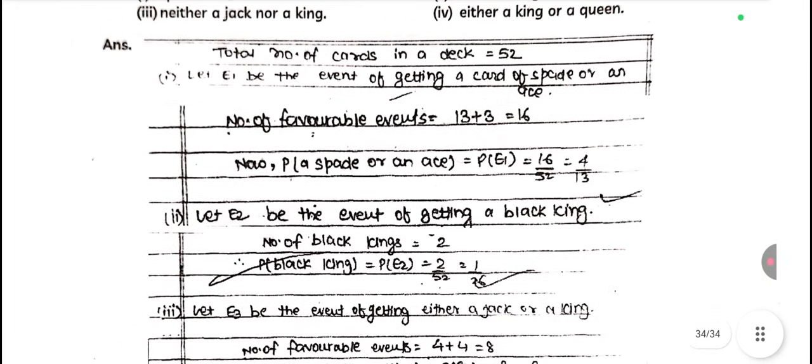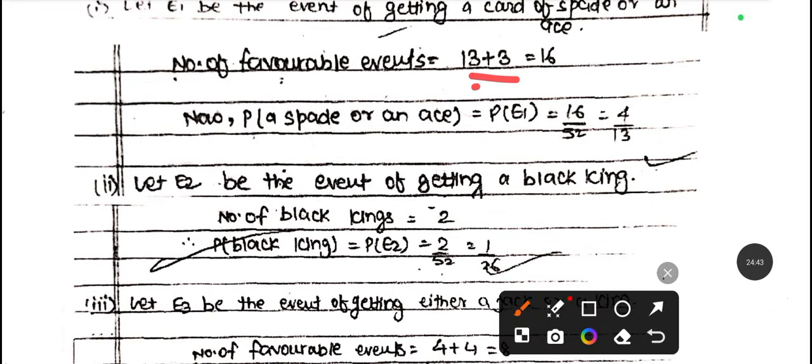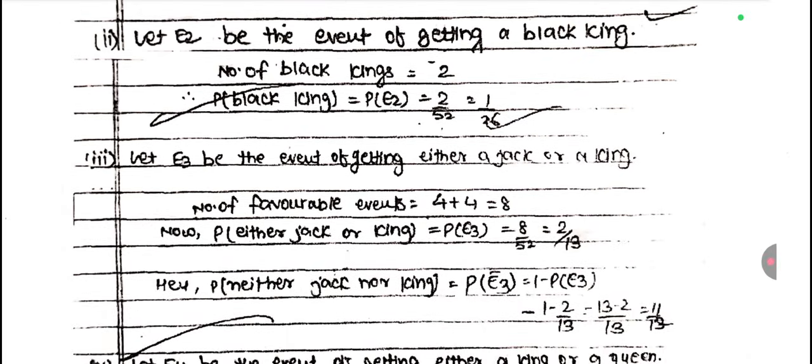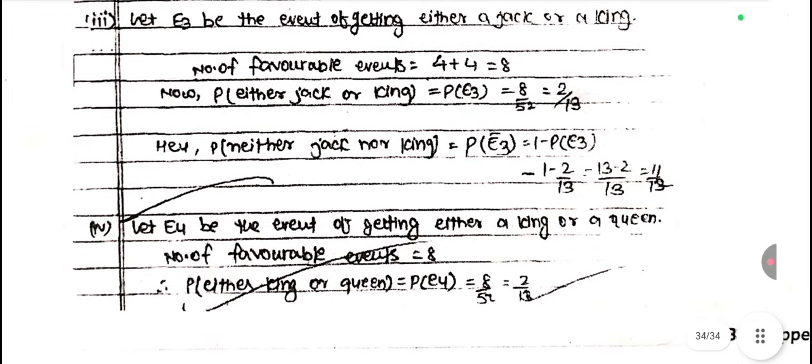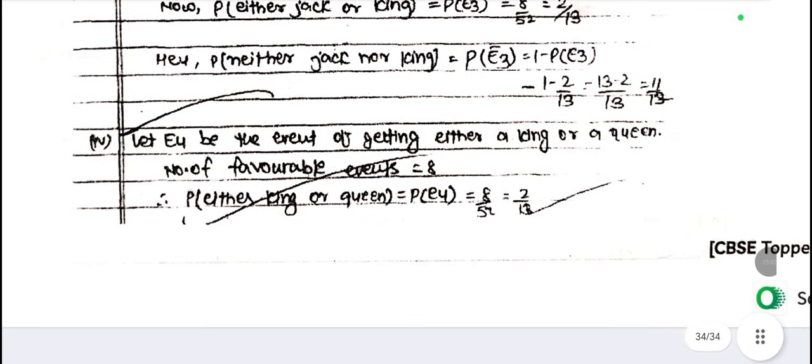Again, I have said the answer. See how the topper has written. 13 plus 3. Actually, 13 plus 4 you should not write because one ace is common. The child has written 16 by 52. Cancel. Black king is easy, 2 by 52. And the jack or king, 4 plus 4. No, neither jack nor king, so you have to subtract from that. King or queen, 4 plus 4, 8 by 52.